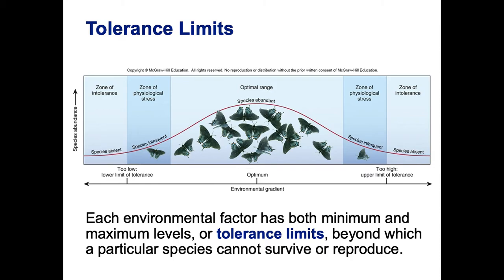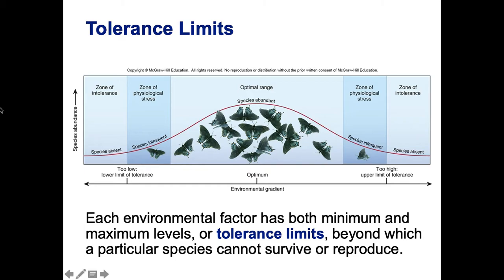And then there are these zones on either side of physiological stress, see here, where the species can survive and reproduce, but just barely. It's not increasing greatly, it's not taking over or anything. It's just barely making it. And then the zones of intolerance at these ends are where something is either too high or too low, and the population just cannot persist because there's not the right conditions for survival and reproduction.